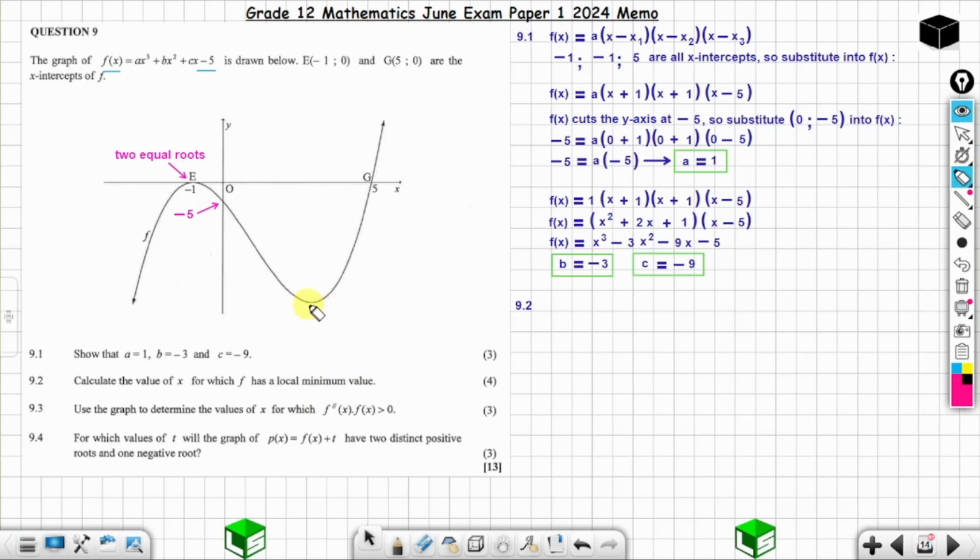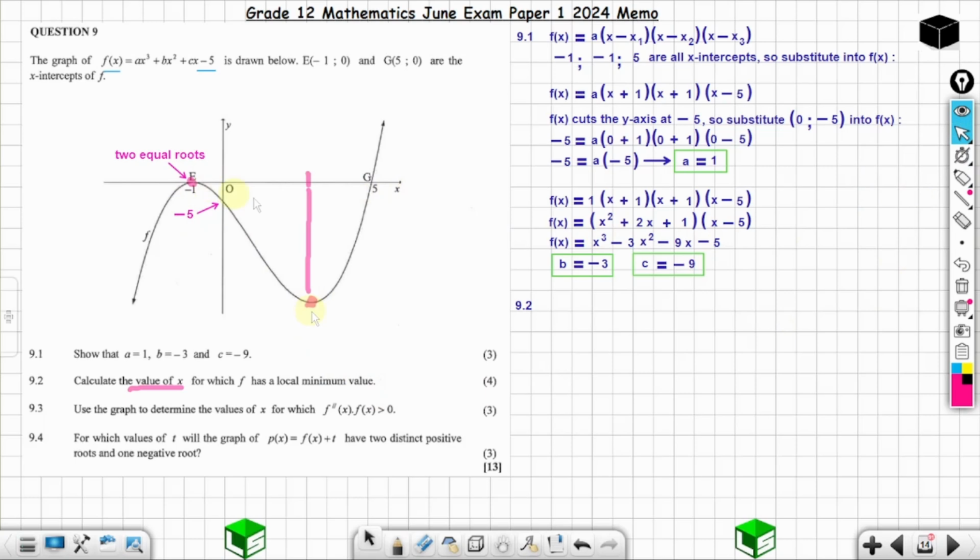You are going to have a local minimum value at the turning point. At this turning point, you are going to have a local maximum value. The question is to find the value of x for which f has a local minimum value. You need to find the x value on the x-axis.